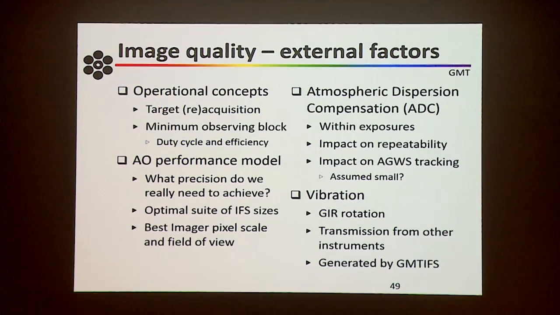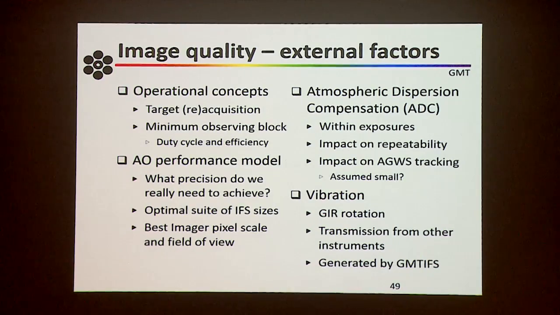For image quality, there's a whole range of external factors. There's operational things like target acquisition and reacquisition. How long is the minimum observing block? That affects duty cycle and efficiency. There's the AO performance model, and the question is, what precision do we really need to achieve? There's the optimal suite of pixel sizes and field sizes for the integral field spectrograph, and also the similar question, what's the best imager pixel scale and what field of view can we achieve at that scale?